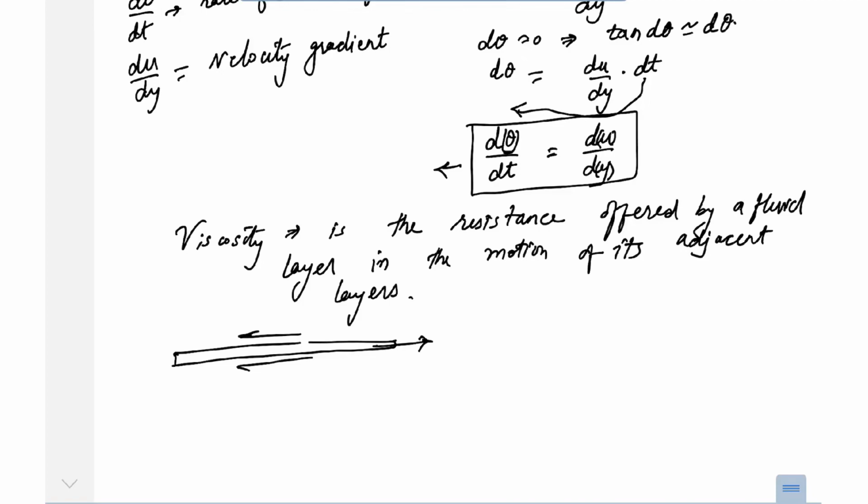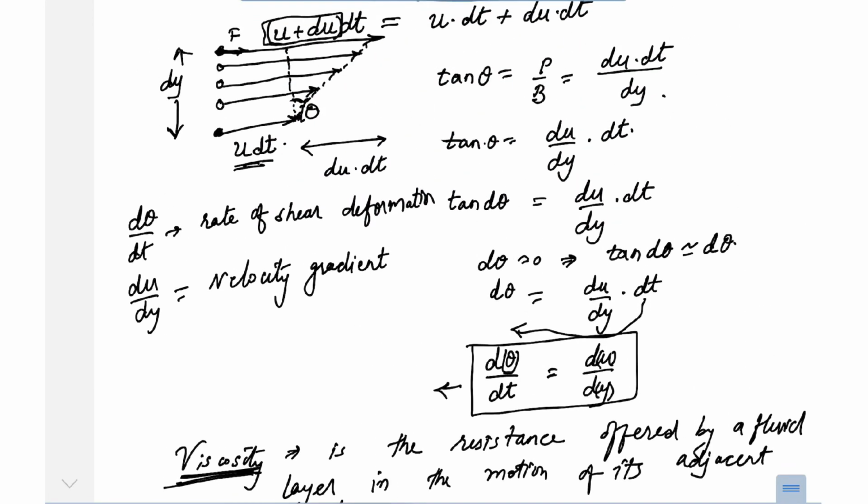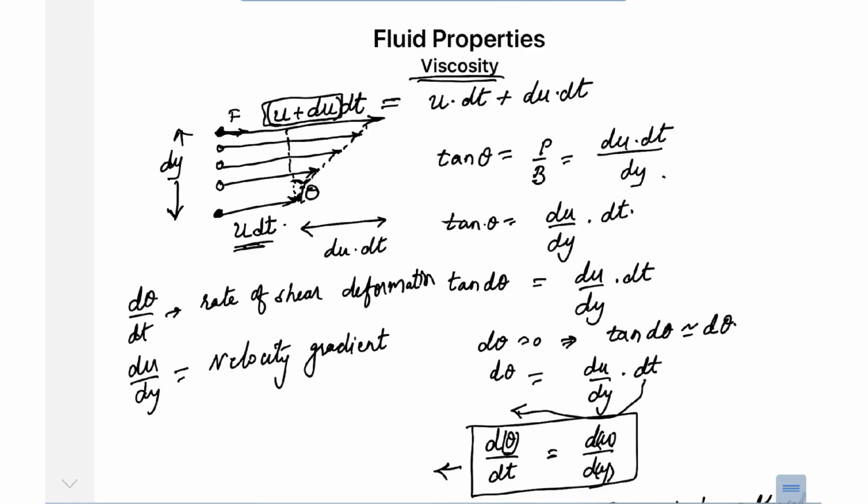That means the resistance will be in this particular direction, and this particular force is because of the property of fluid that is known as viscosity. Due to this resistance, there will be a change in velocity of the different layers, and that is actually resulting in the velocity gradient as we saw in the previous diagram.